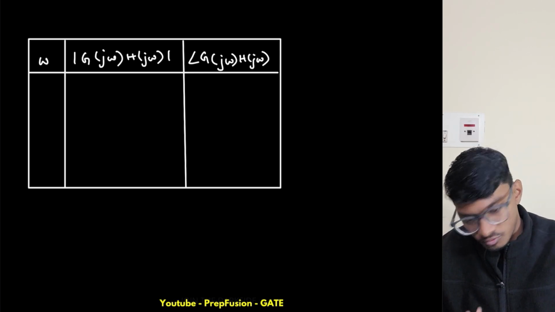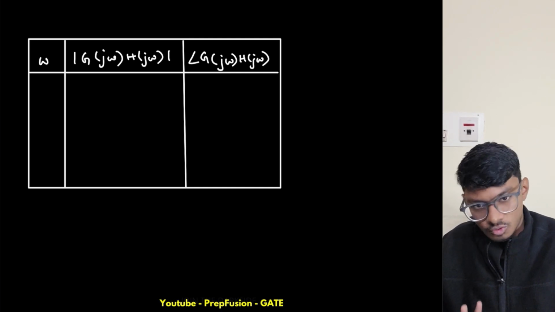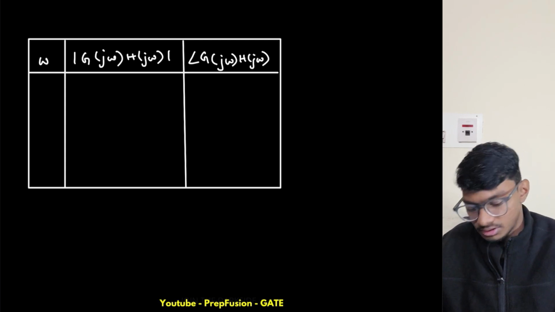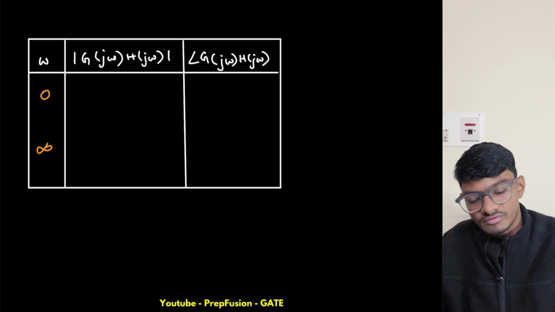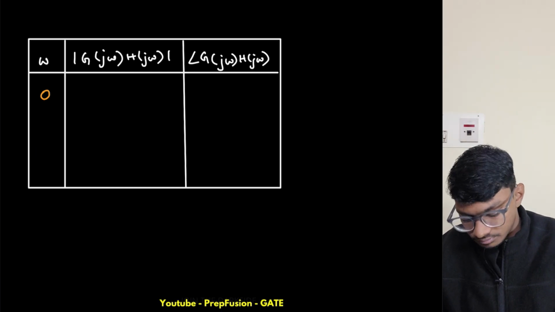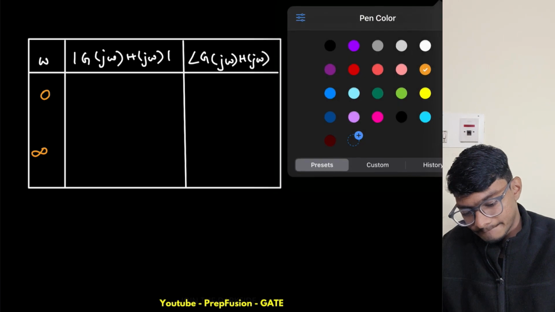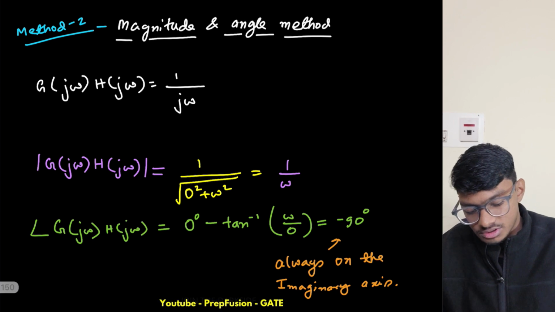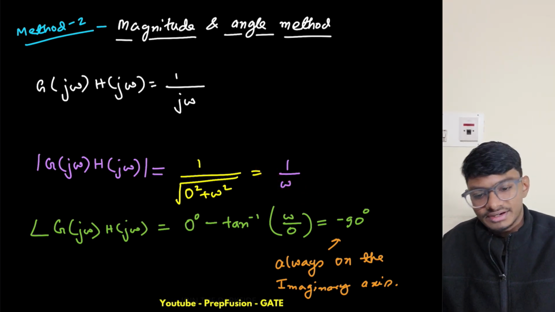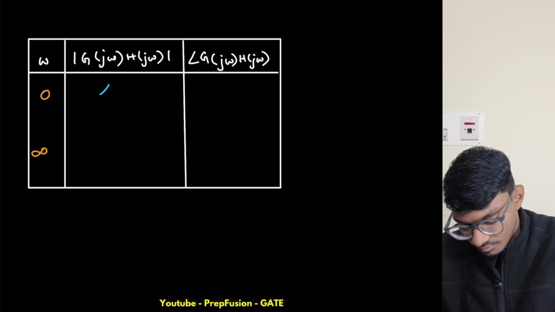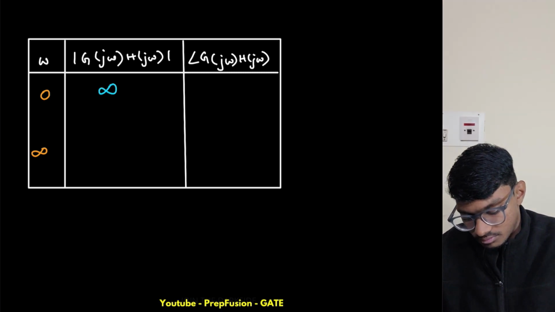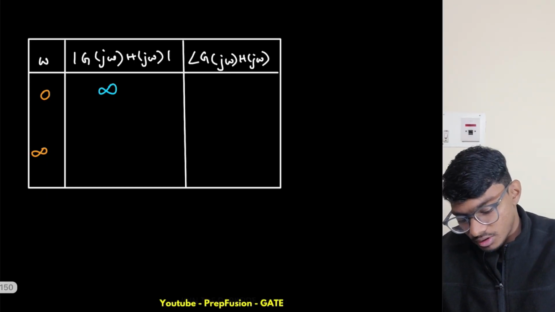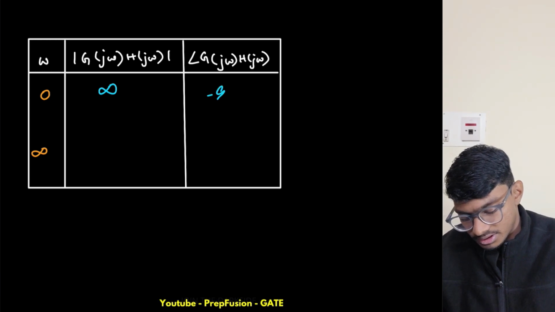So what are the 2 points that we generally pick? These 2 points are fixed, you have to pick them anyway. In between you also have to pick points depending on the OLTF. So omega equals 0 and omega equals infinity, these 2 points we have to pick. Now what is the magnitude for omega equals 0? If I put omega equals 0, this becomes infinity. This angle won't change, it isn't a function of omega, so I will anyway write minus 90 over here.